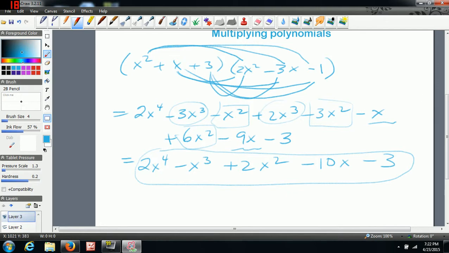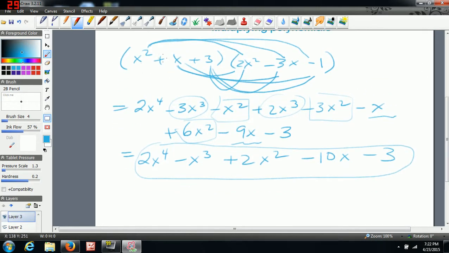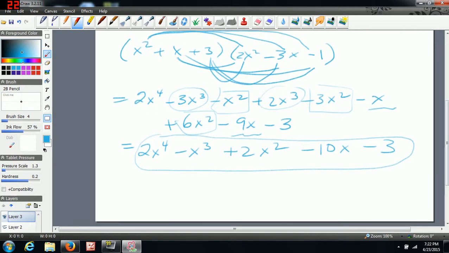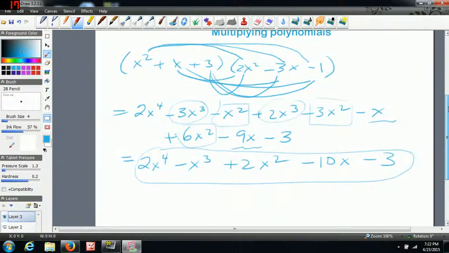So that's how you do multiplying polynomials. Even if you had, say, 4 terms here, you would just take each one and multiply it by everything in the other one. You would use the exact same method to do that. Okay, so that's multiplying polynomials. I hope that helps you understand.